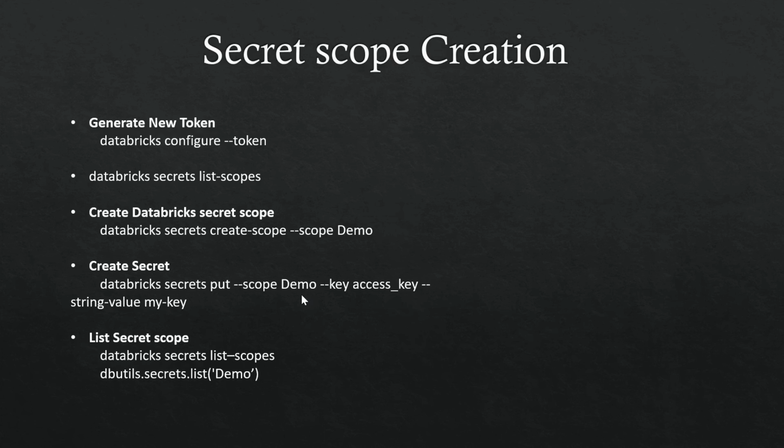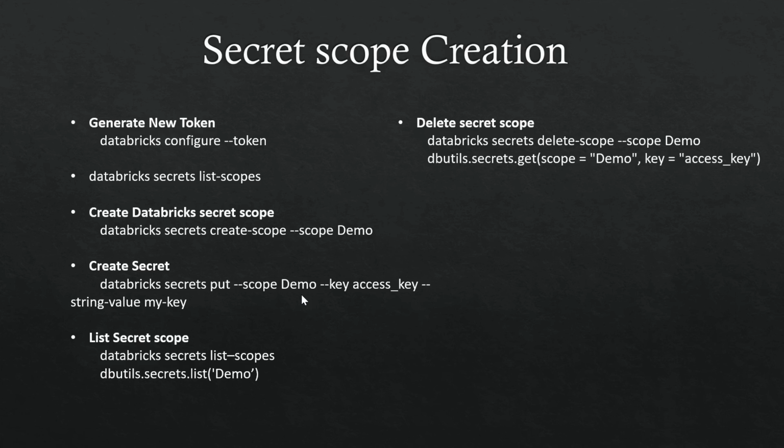If you want to go ahead and list it inside the notebook, you have to use your dbutils command to do a dbutils.secret.list and your secret scope name. Then you have to delete your secret scope. Then you can use the delete-scope command and delete it. So this was the complete introduction on how you can create the secret scope. We will focus on the practical also, how we can do it.